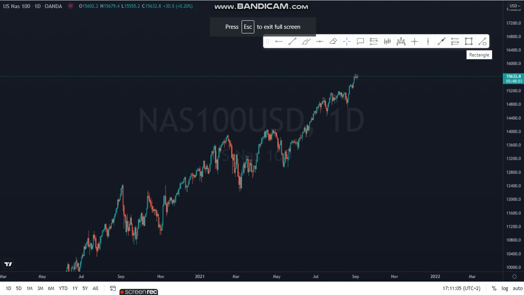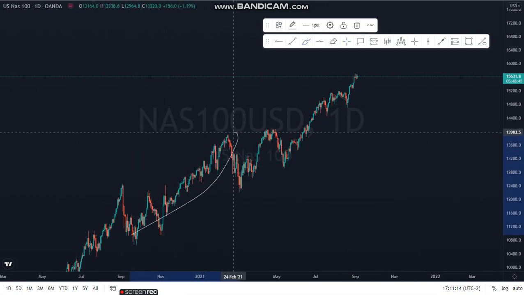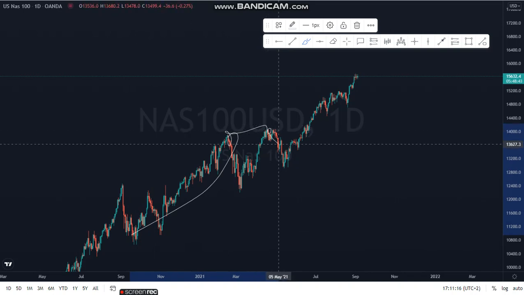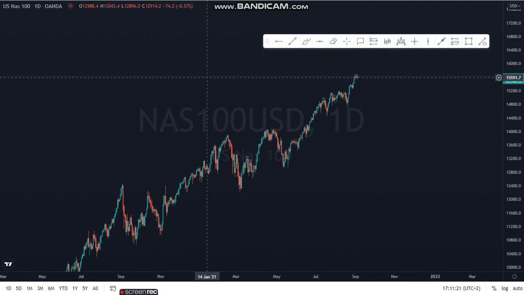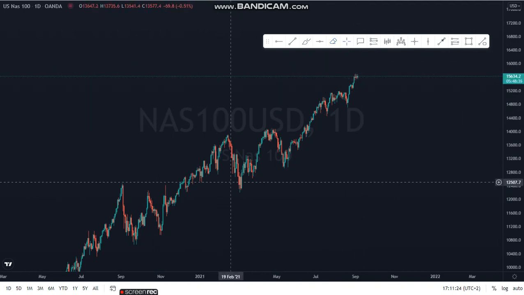So today we'll be analyzing NAS 100 as we have seen that it has been breaking our highs. It has been breaking our highs and continue buying. So we don't know how long this momentum will keep on happening.